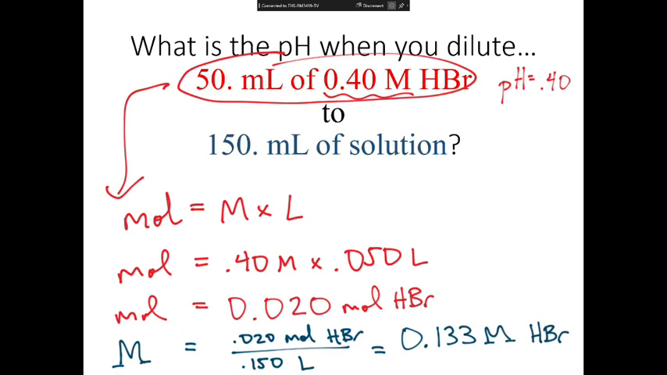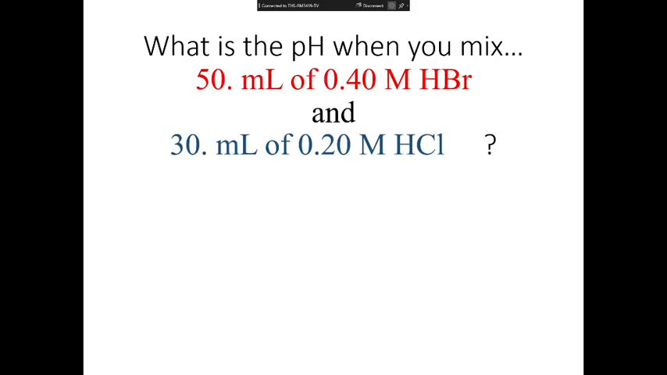So that's for diluting. The other type of question we're going to see from time to time is when you start with some acid, and then you add more acid to it. And this, will the pH go up or go down? It kind of depends on, are you adding a more concentrated acid or a less concentrated acid? So this one could go either way depending on what you're adding. But this time we're starting off with the same 50 milliliters of 0.4 molar HBr, and then we're going to add even more acid to the beaker there, but it's of a different concentration.